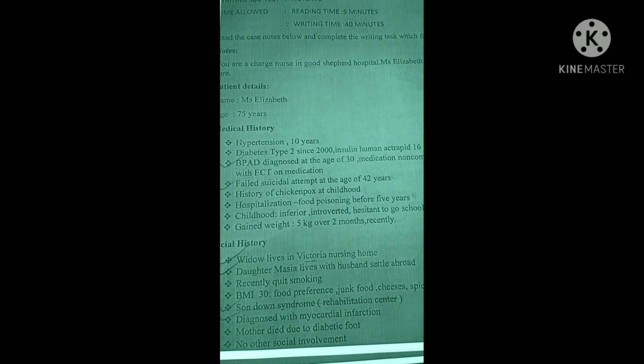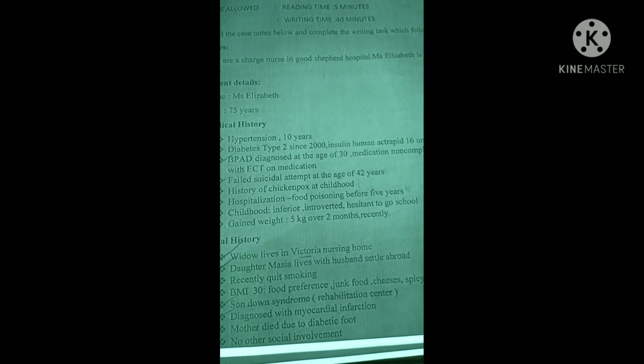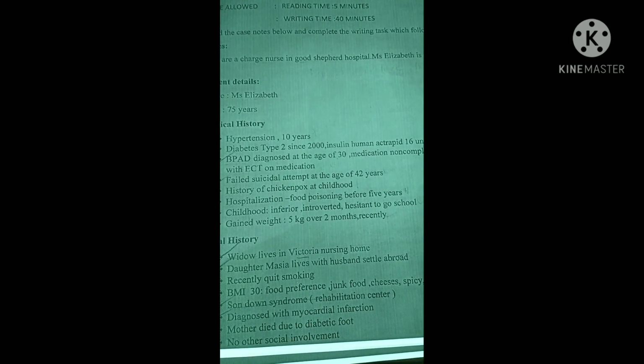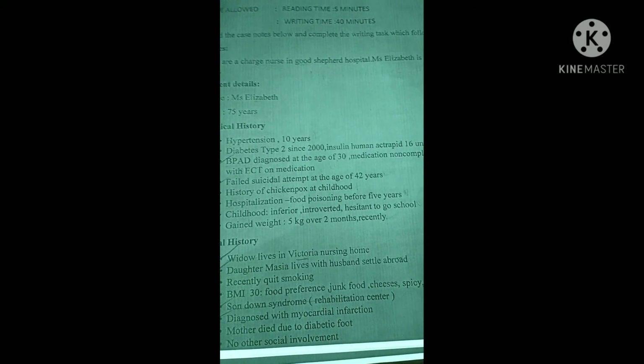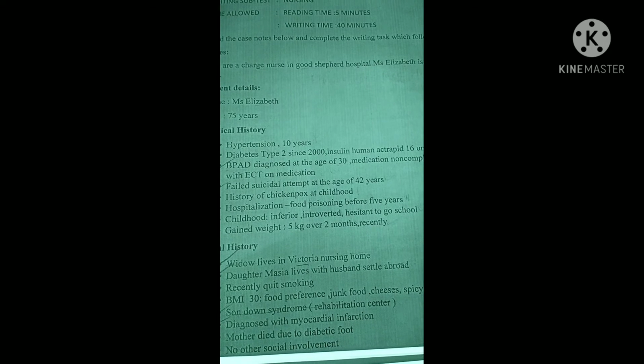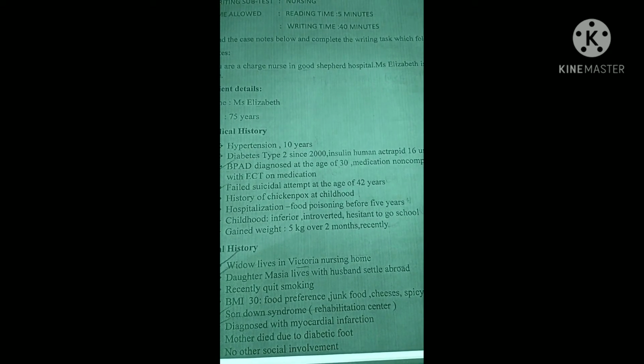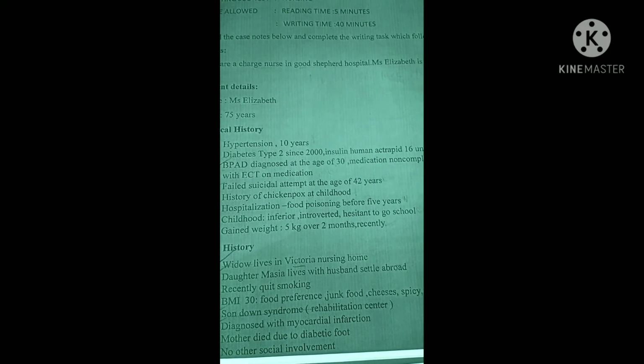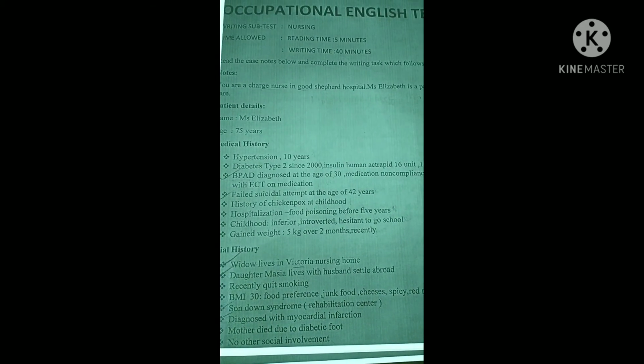First, the letter is going to the psychiatrist, so we should think what history we have to include, whether he should know the patient is hypertensive, diabetic, and so on. BPAD: I have done one video before regarding the common abbreviations used in the OET letter or speaking, and it can help you. You should know what BPAD is, that is bipolar affective disorder. If you don't know the full form, it will be difficult for you to write the letter, and even the meaning will change.